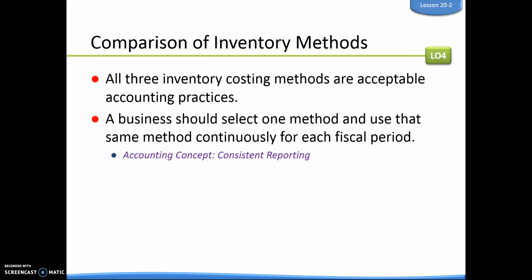If you do, however, make a change like that, if you decide to move from LIFO to FIFO, or from FIFO to weighted average, whatever it is, you're going to have to disclose that when you do your financial statements, because part of either the reduction or increase in gross profit, which will affect net income, is going to partly be because you changed costing methods for your inventory.